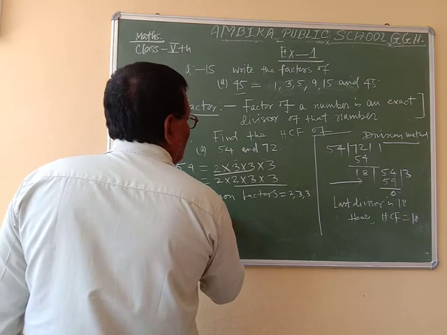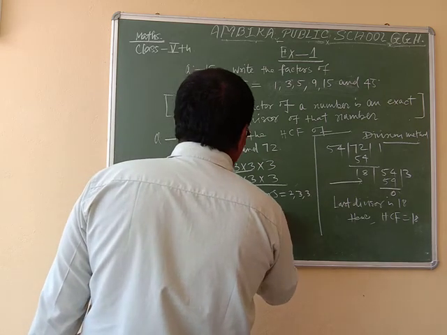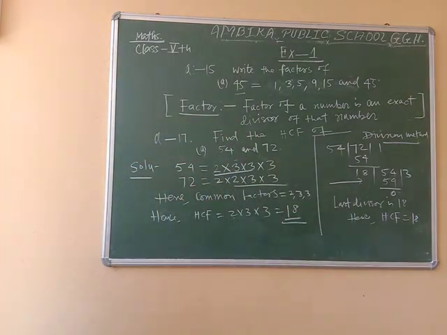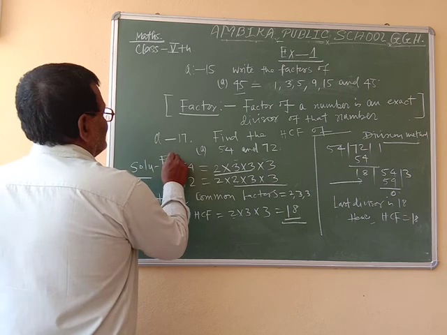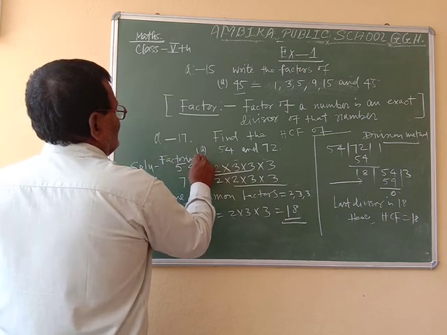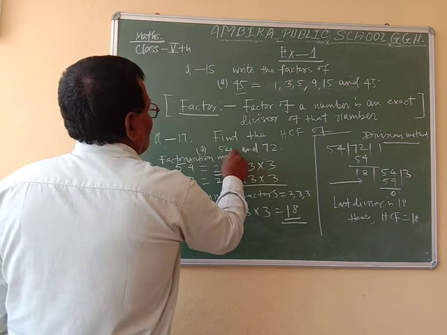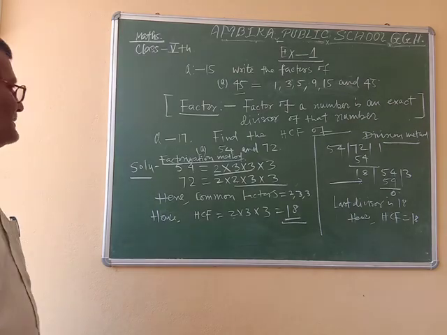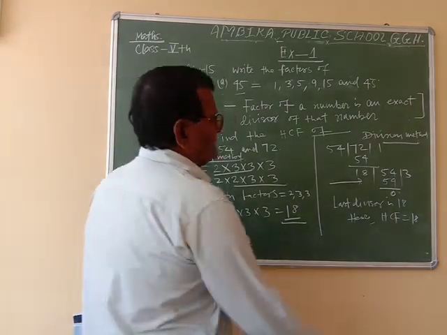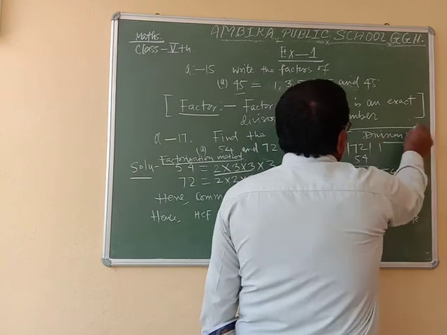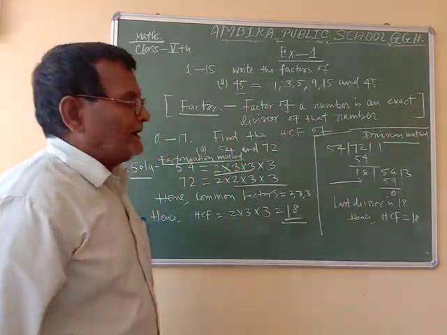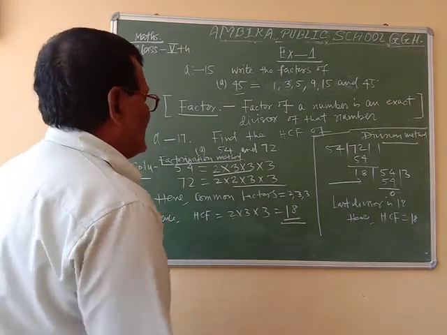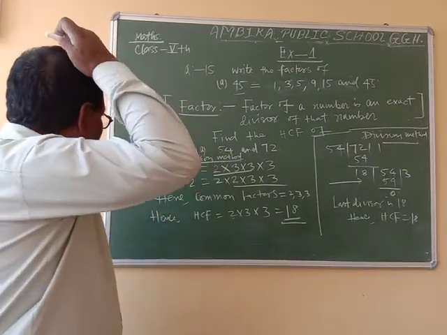Hence HCF equals 2 into 3 into 3 equals 18. This method is called the factorization method. So we can find the HCF of given numbers by the factorization method, and the other method is called the division method. You can solve it in any one of these methods.